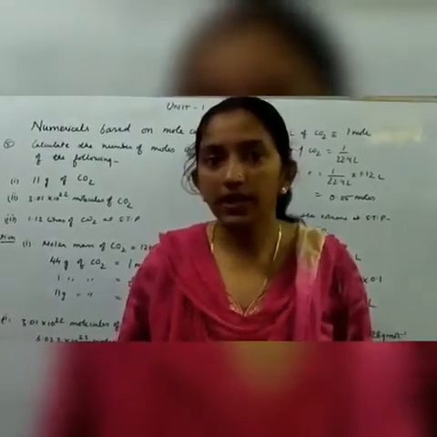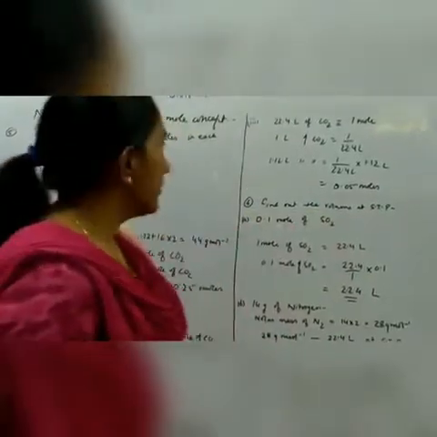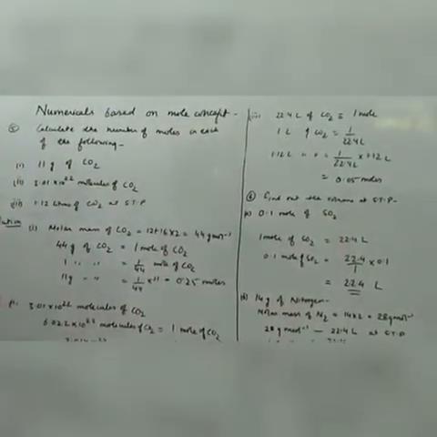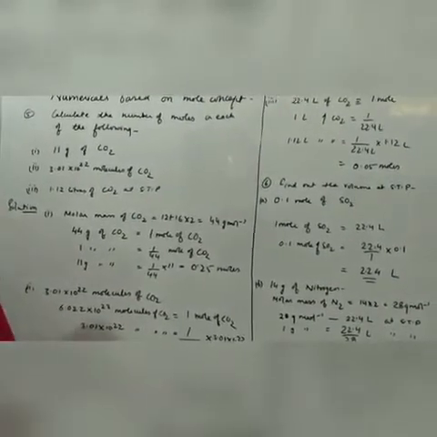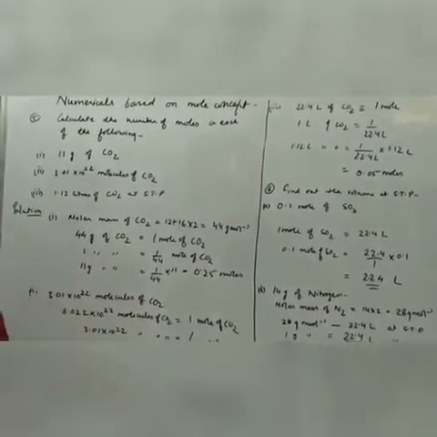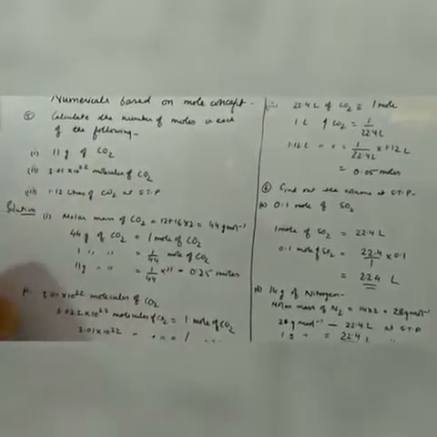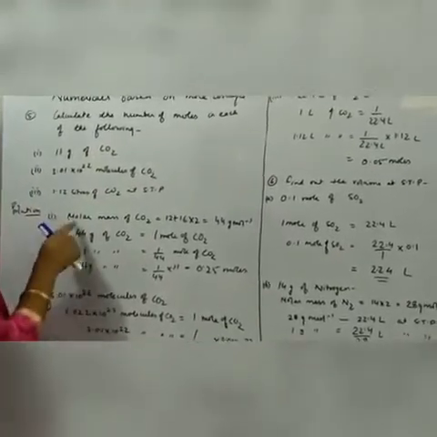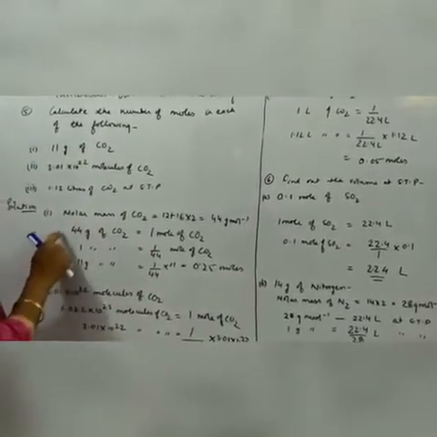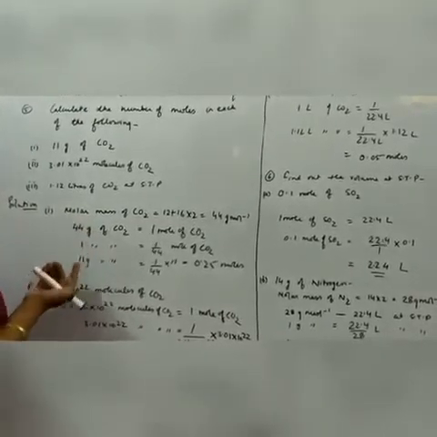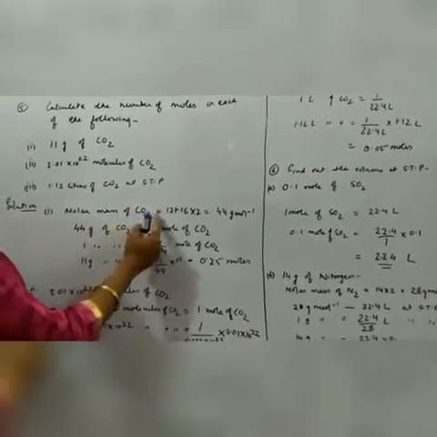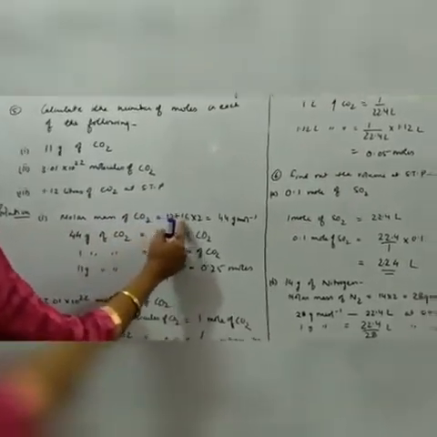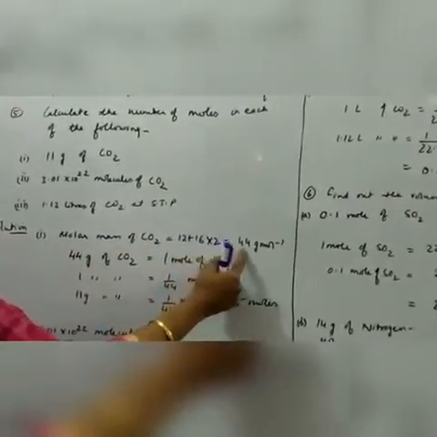Let's do the next numerical. Here we have been asked to calculate the number of moles in each of the following. The first one is 11 grams of carbon dioxide. We can do it directly by given mass upon the molar mass. For that, you have to calculate the molar mass of CO2, which equals 12 plus 16 into 2, equals 44 grams per mole.